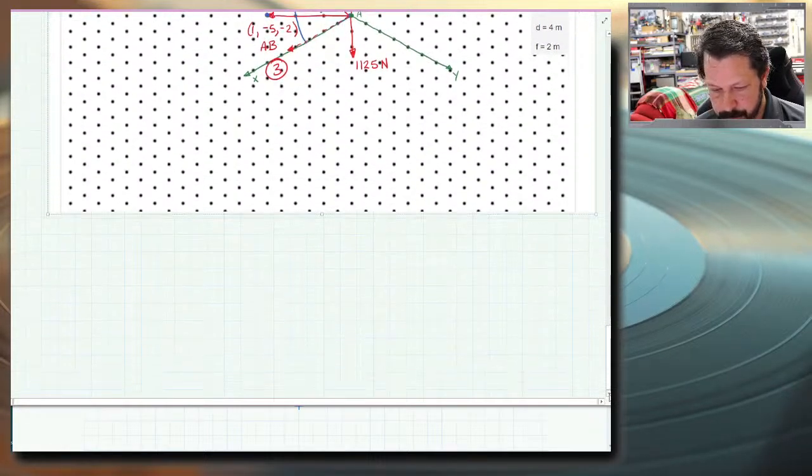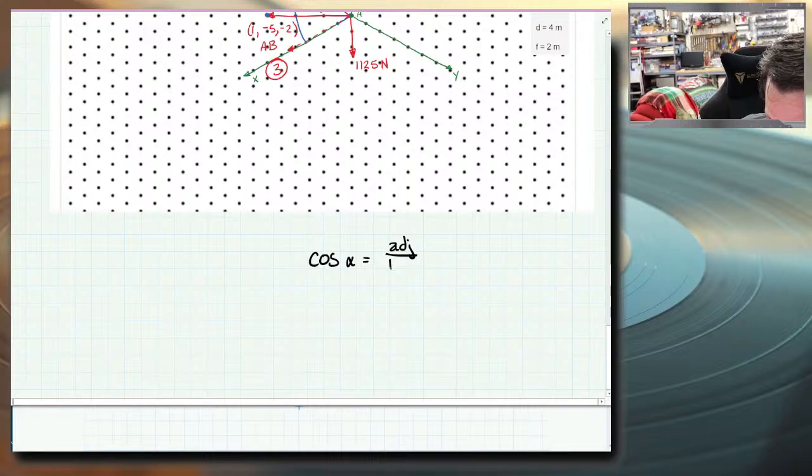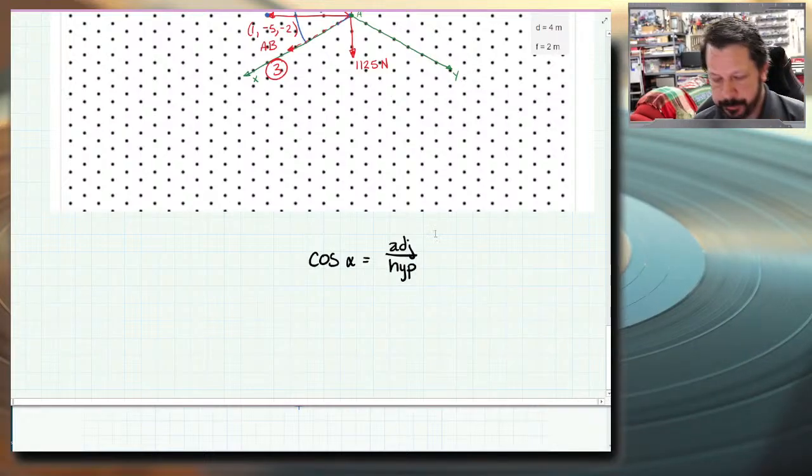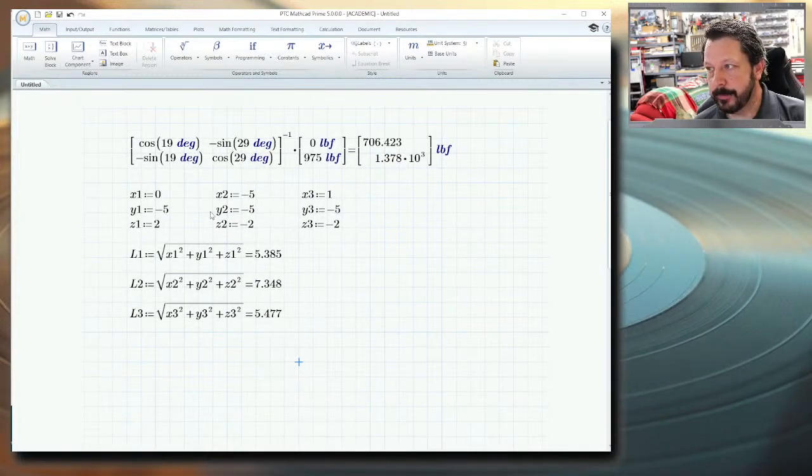Let me scroll so I can write the definition of cosine. Cosine of some angle is equal to the adjacent side over the hypotenuse. So remember, we just spent a couple of minutes finding the length of all the force vectors. In this case, not the length of the force vector, but the length of the actual element, so the cable or the strut or whatever it happens to be, and those are these numbers here based on their end point coordinates.